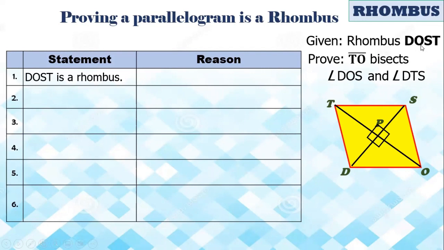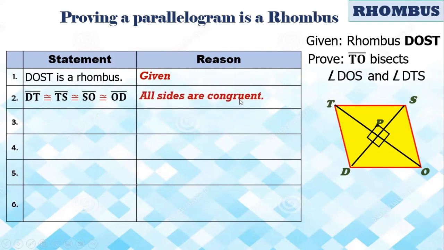Let's have another example. I have rhombus DOST. We are going to prove that diagonal TO bisects angle DOS and angle DTS. This is the diagonal that will bisect both opposite angles. Okay, so the first statement is that DOST is a rhombus. Of course, this is given. Next, again, since this is a rhombus, of course, line segment DT is congruent to line segment TS, congruent to line segment SO, and congruent to line segment OD. By what reason do you think? Very good, because all sides are congruent.